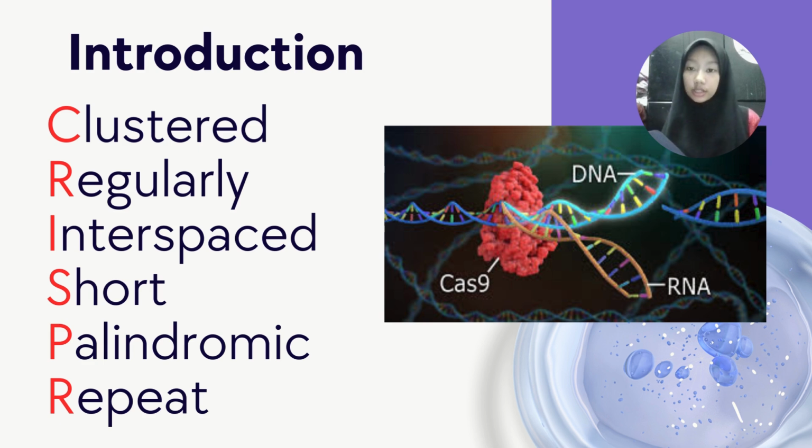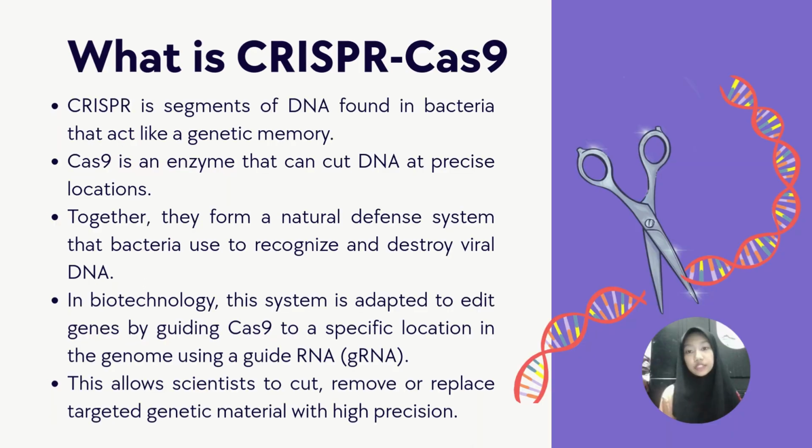So, for the introduction, we should know what CRISPR stands for. CRISPR stands for Clustered Regularly Interspaced Short Palindromic Repeat. CRISPR is a segment of DNA found in bacteria that acts like a genetic memory. Cas9 is an enzyme that can cut DNA at a precise location. Together, they form a natural defense system that bacteria use to recognize and destroy viral DNA.